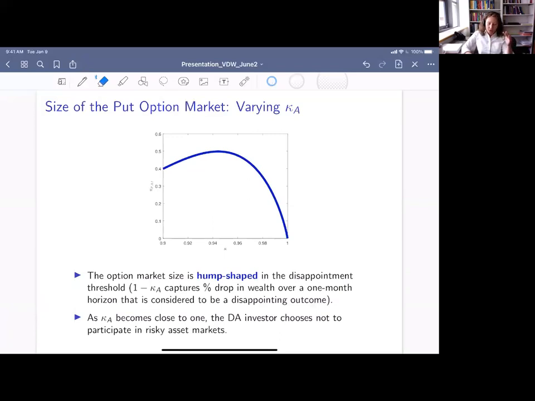Why do we have the hump shape? Why doesn't it just increase? Because when you have a low level of this kappa, say 0.9, it means that more than a 10% drop in terminal wealth below the certainty equivalent is labeled as disappointing, okay? And over a 1 month horizon, it means that the disappointment event becomes unlikely. And so there's simply no need to build a fully disappointment-proof portfolio. There will still be demand for put options here, but it goes down slightly.